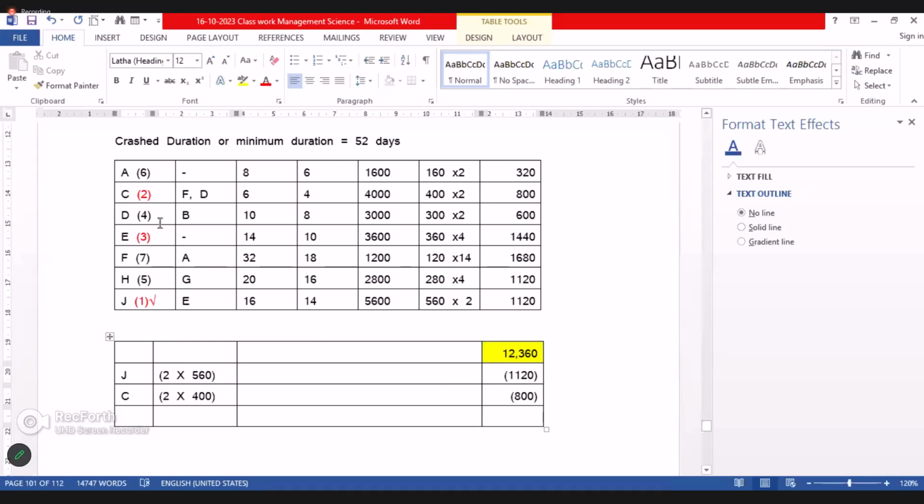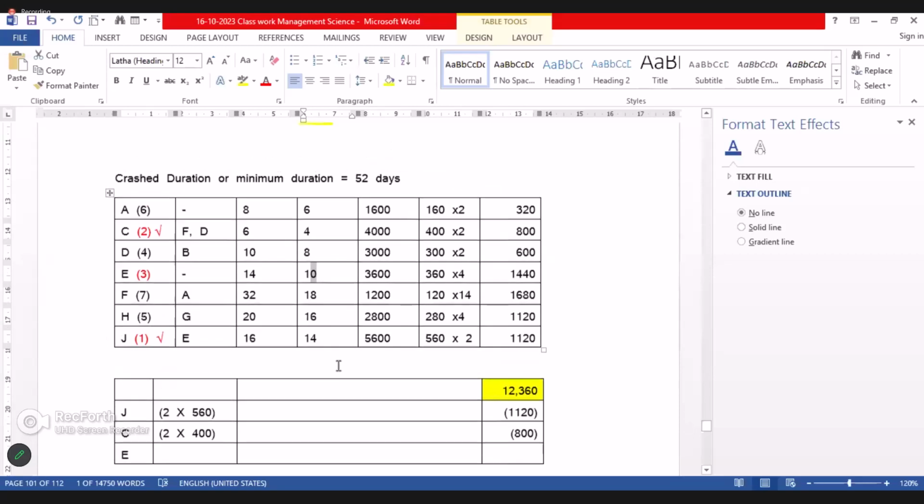Okay, then C also I have completed. C also okay. Put a tick mark. Then third priority is which one? Third one is E. Look at E. In the diagram, E, you see that 14 days, we have made it 10 days. 4 days we have used.